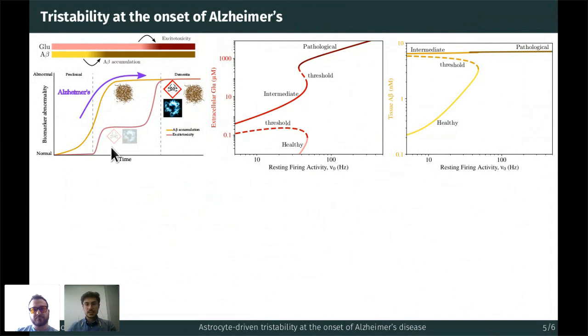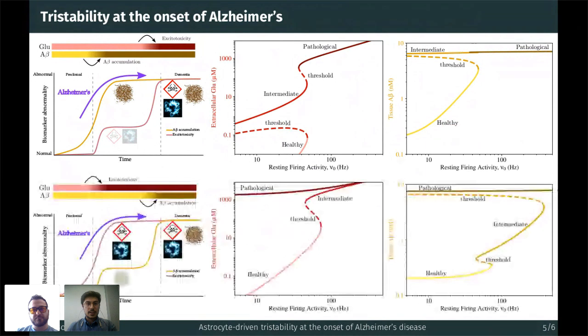But if we use another set of parameters, we can actually get the opposite condition, which is before we get excitotoxicity, as this intermediate state of the disease has a very large concentration of glutamate, and then we develop amyloid beta accumulation, as this intermediate state branch has pretty low amyloid beta concentration.